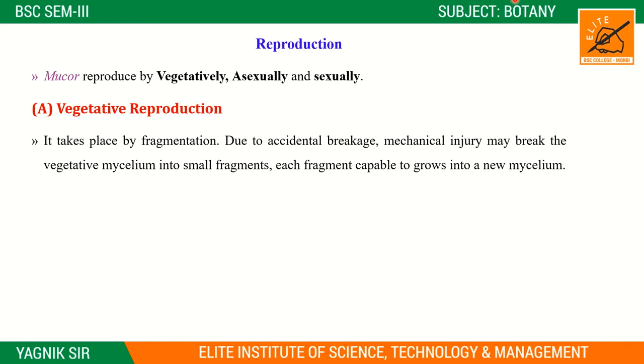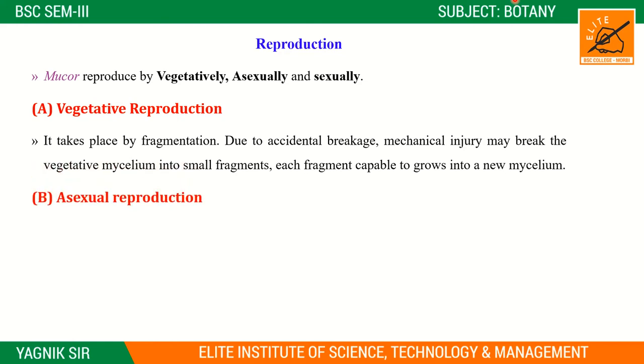And all these segments are capable of growing into new mycelia in a suitable condition, that means favorable conditions, right? So this is called the fragmentation mode of reproduction. Clear? In fragmentation, accidentally or mechanically the mycelium breaks into small segments, and each segment is capable of growing into a new plant body. This mode of reproduction is vegetative reproduction, and it takes place by fragmentation. You can write it in any way.